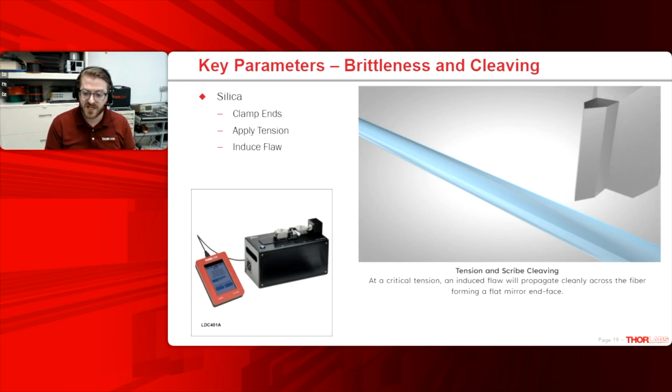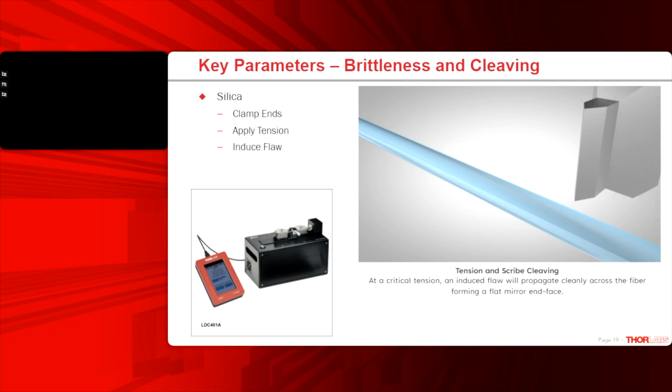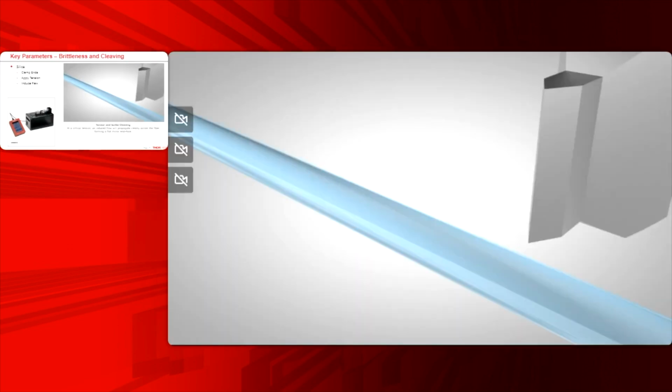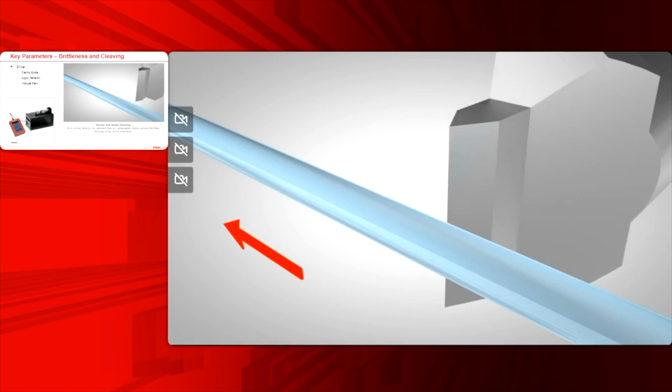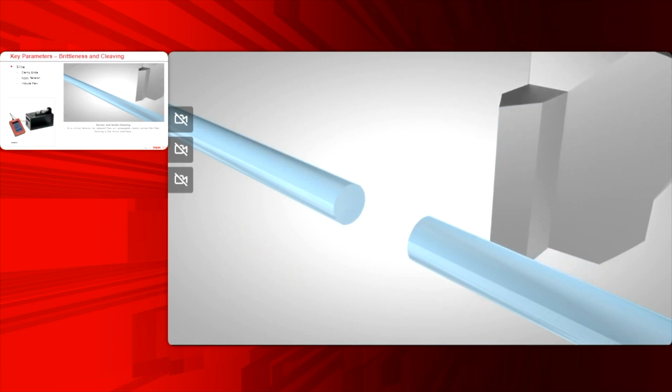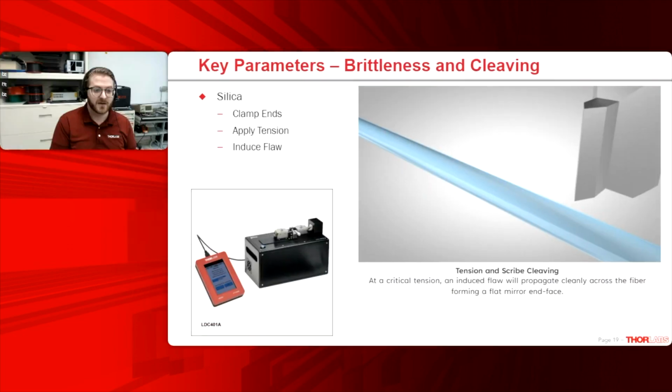The last thing I want to say about brittleness is in cleaving these soft glasses. I highly recommend using a tension and scribe method. So that is clamping both ends, pulling on one to apply some tension, and then bringing a blade forward to induce a flaw. And that flaw under tension is going to propagate very quickly into a flat cleave.